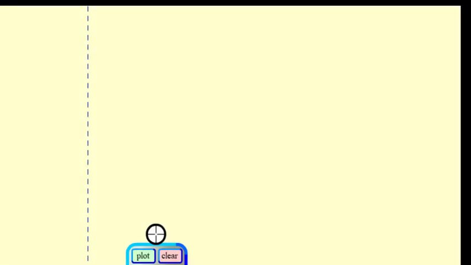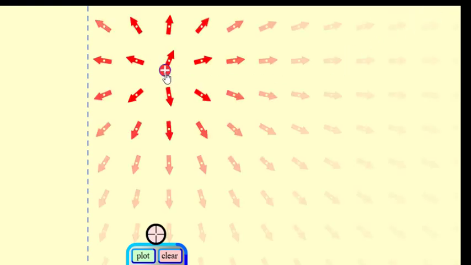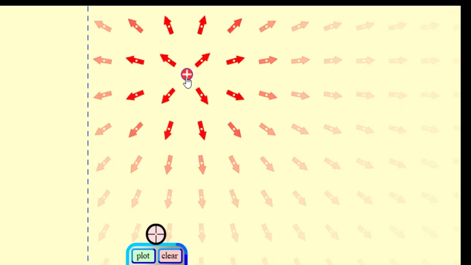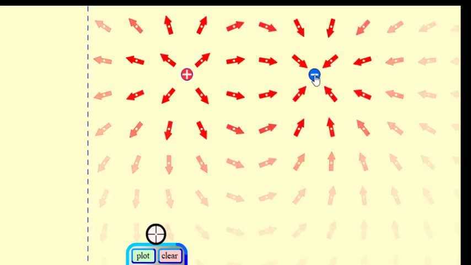Let's take a closer look at an electric field. If I place this positive here, you can see the electric field around this positive particle, which would be a proton, is radiating out. If I place an electron over here, they're radiating in. So the two fields are creating an electric field, and these are what the field lines will look like.